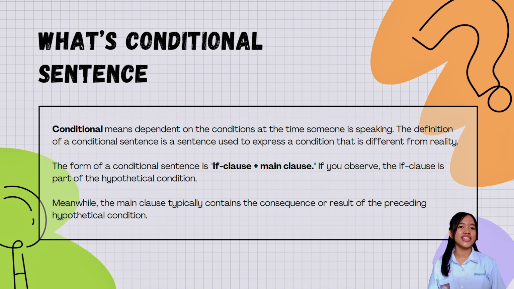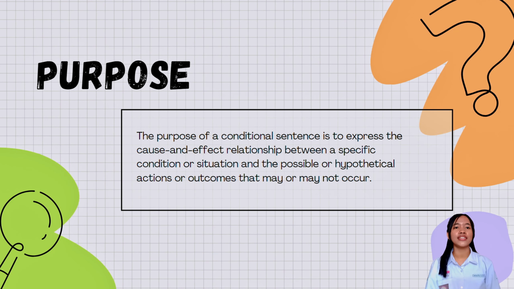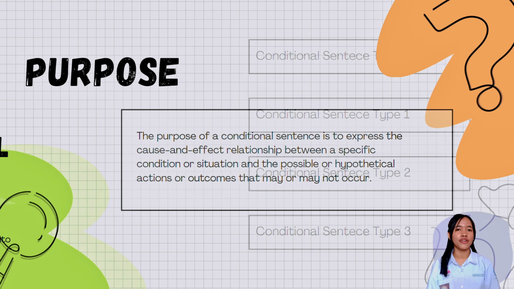The form of a conditional sentence is if clause plus main clause. If you observe, the if clause is part of the hypothetical condition. Meanwhile, the main clause typically contains the consequence or result of the preceding hypothetical condition. The purpose of a conditional sentence is to express the cause and effect relationship between a specific condition or situation and the possible or hypothetical action or outcomes that may or may not occur.